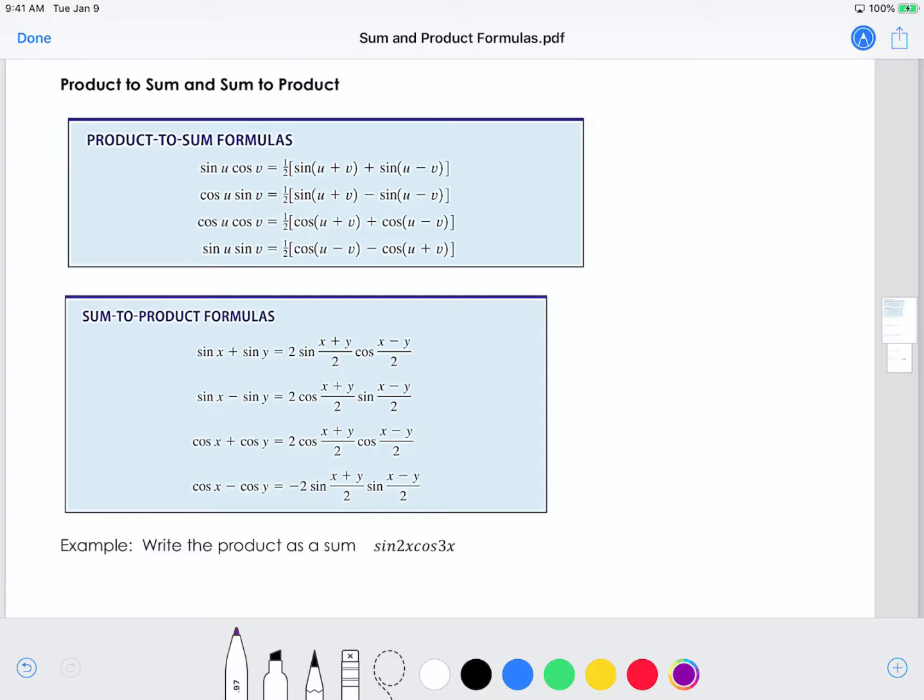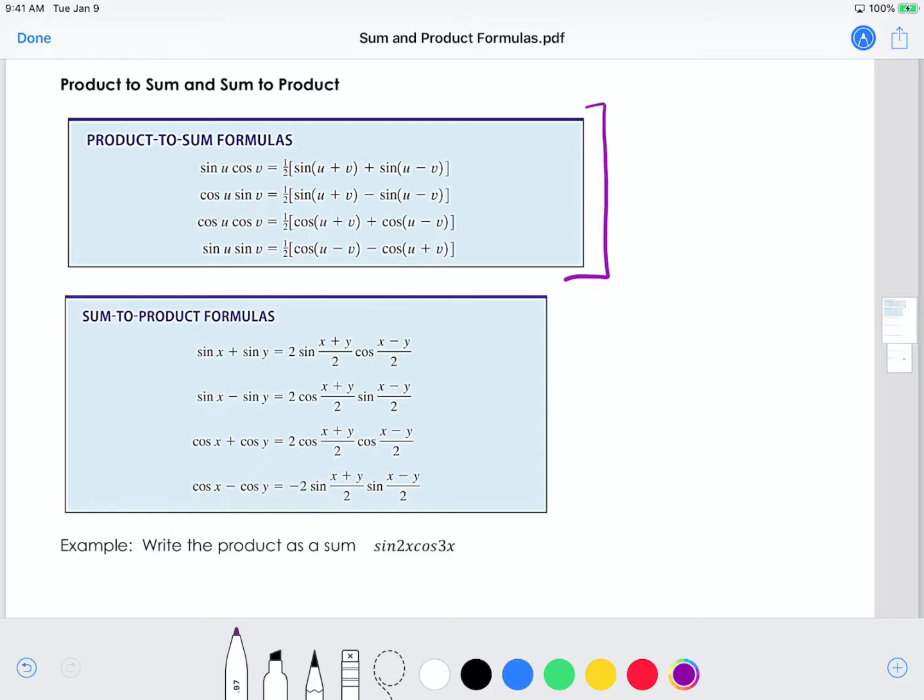Okay, now we're going to talk about product to sum formulas and sum to product formulas. These are formulas that we can use again to simplify expressions, evaluate trig functions, and prove identities. So if you have a product of two trig functions and you want to write it as the sum or a difference of two trig functions, you can use some of the formulas in the first shaded blue box.